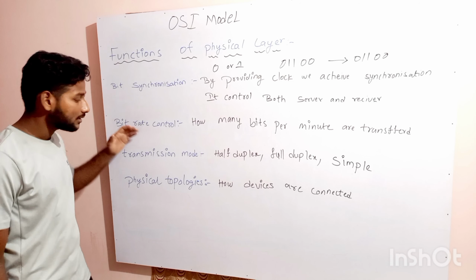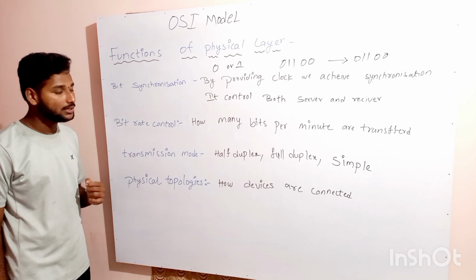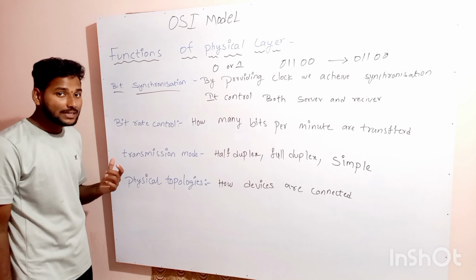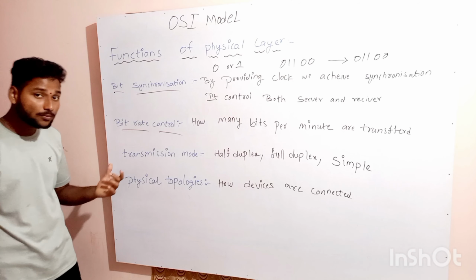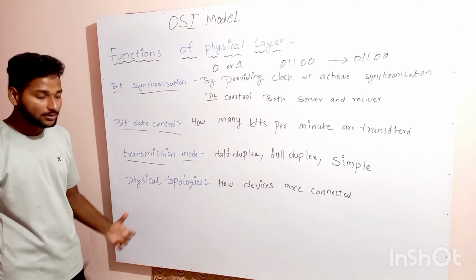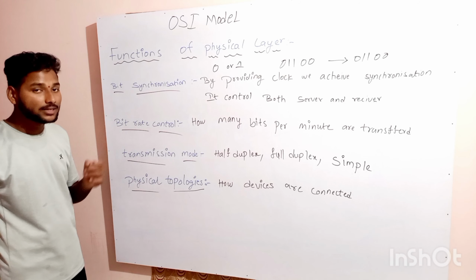These four are the functionalities of the physical layer. The first one is bit synchronization, the second one is bit rate control, the third one is transmission mode, and the fourth one is physical topologies.